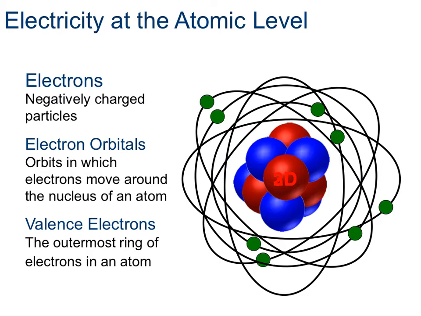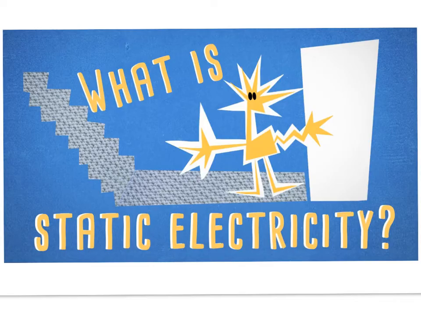The movement of positive and negative charges is what's responsible for static electricity, which we'll talk about in this video. In our next video, we will talk about the movement of electrons from atom to atom, which is current electricity. So let's talk static electricity. Static electricity often happens when you rub things together.